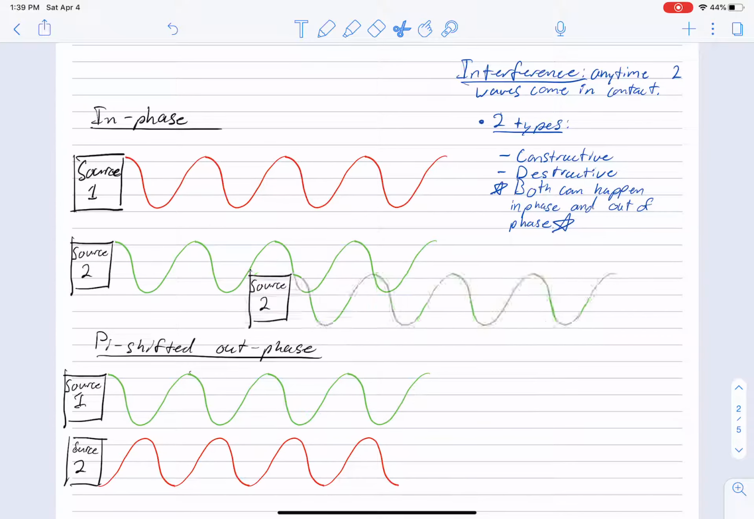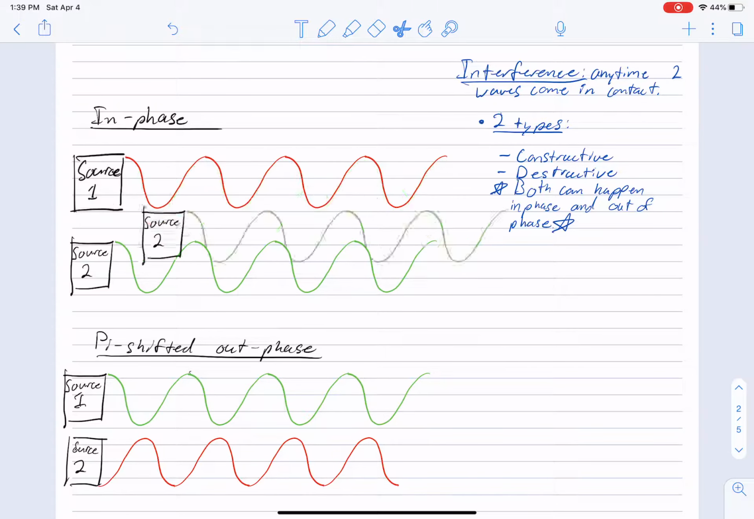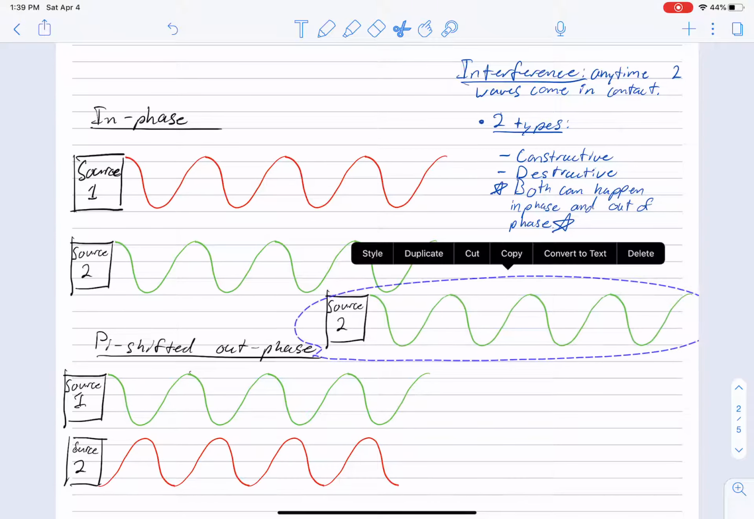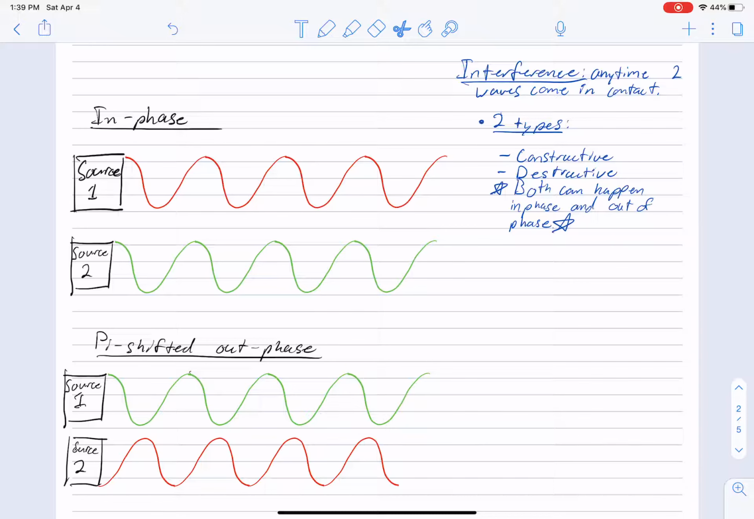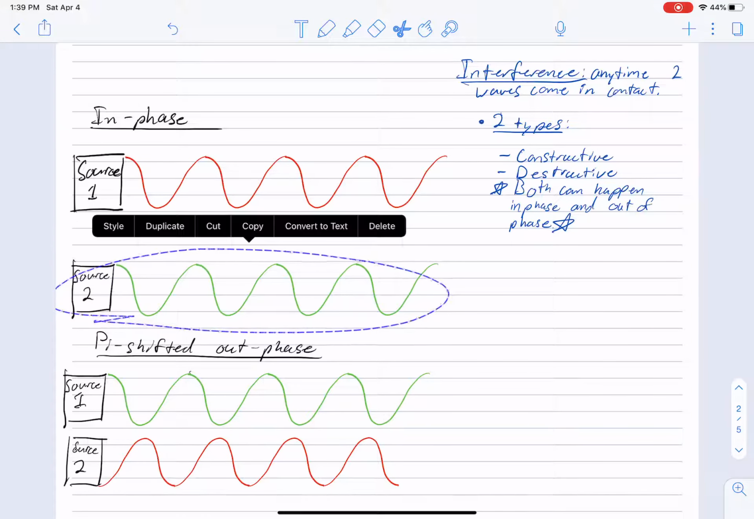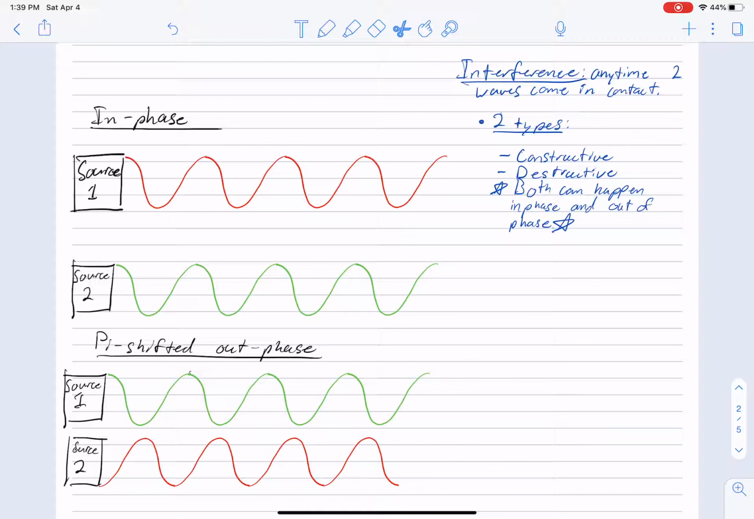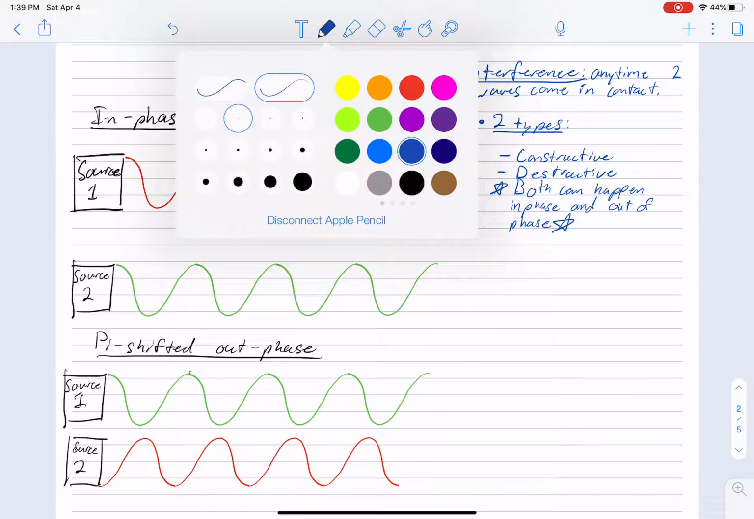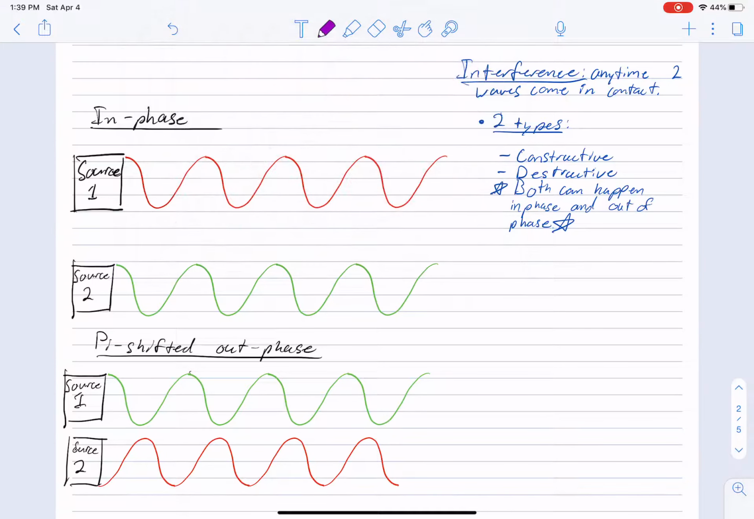Let's just imagine that we've laid this source 2, or the whole source, on top of that. When we do that, we will see an increase in amplitude.